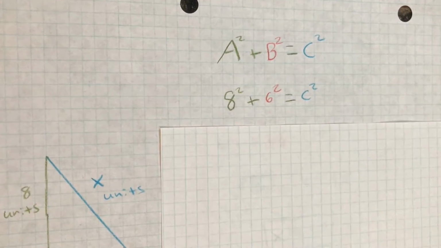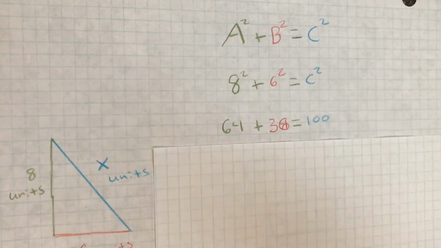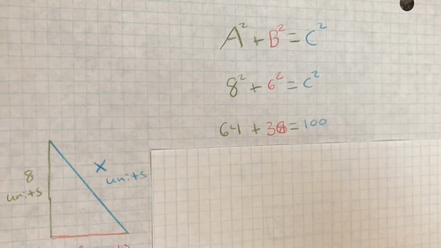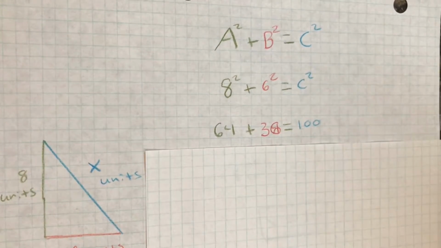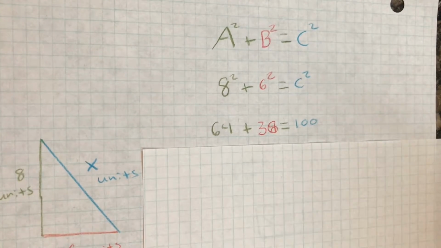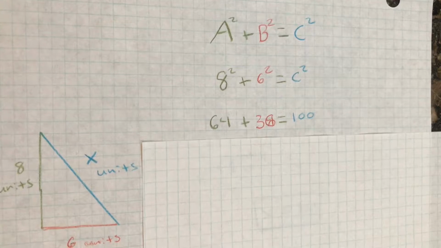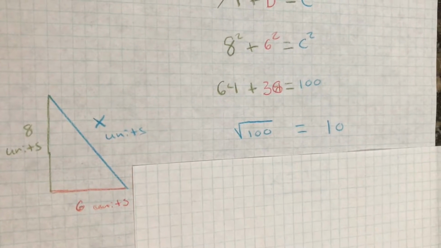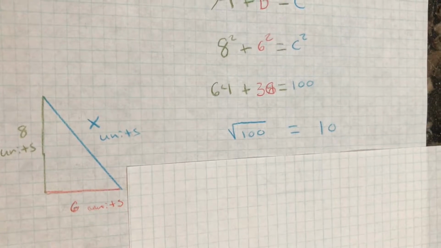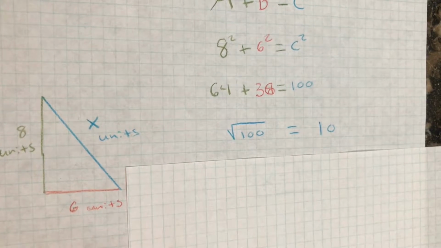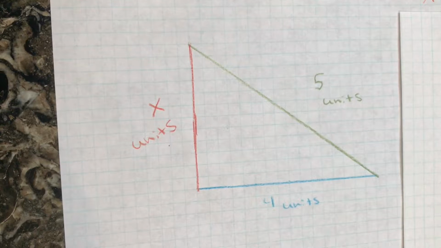After solving that, you would get 8 squared equals 64, 6 squared equals 36, and then if you add those two numbers together, you would get 100. From there, you have to do the square root of 100, which is 10. 10 would then be the length of the side, x. That's how you find the missing side length of the triangle.